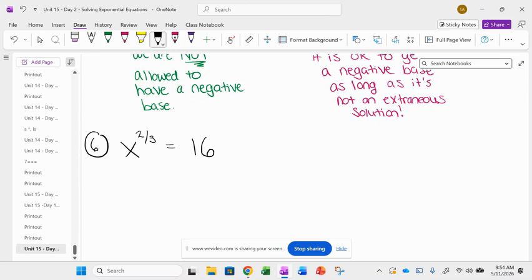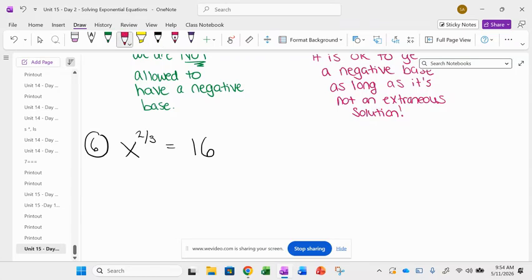Am I solving for the variable? Am I solving for an exponent? No, I'm solving for the base. So I know my exponent. Is it okay to have a negative base if I know my exponent? Yes. So now I need to solve for x. In order to solve for x, I needed to get it to the first power.